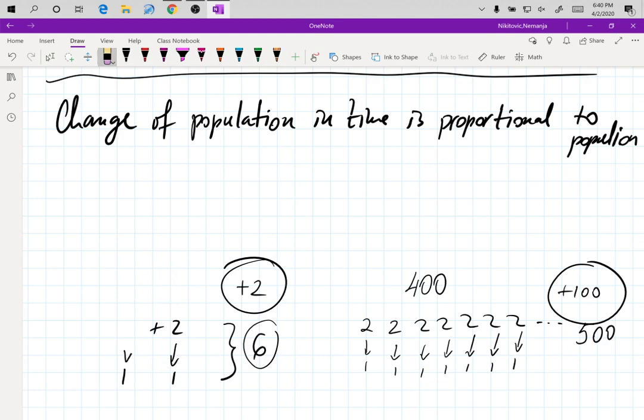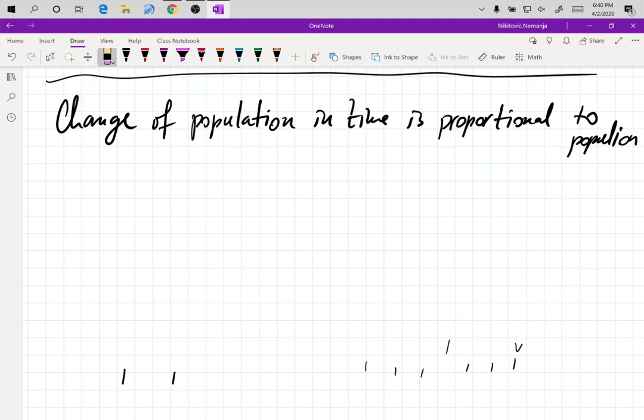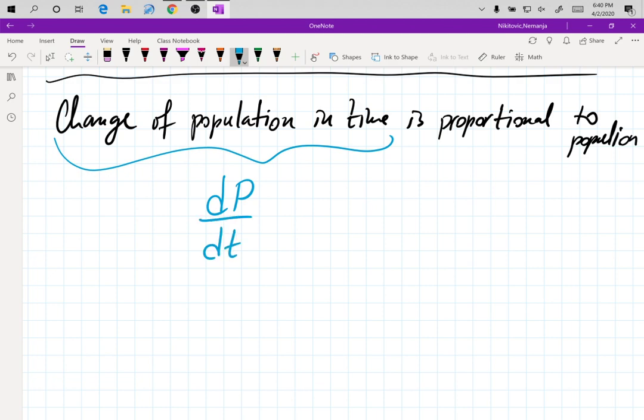So now I'm going to get rid of this. We will come back to these numbers, by the way, because I'll have to explain another feature of differential equations. But right now I am concerned with translation. The change of population in time is going to be the change of population in time. Yes, that's the derivative. dP/dt is the derivative of population.